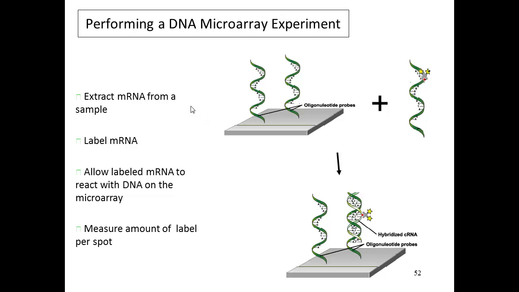So here we see the overview of the experiment. We're going to extract our mRNA from a sample. We're going to label it, which means incorporating fluorescent molecules into the sequence. We're going to allow it to hybridize with the chip, where it's going to find its complementary sequence. That means it's bringing the fluorescent molecule along with it to the place where it's hybridizing, and then we have to measure the amount of fluorescence for each spot.